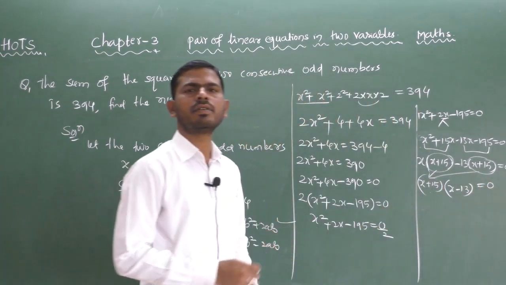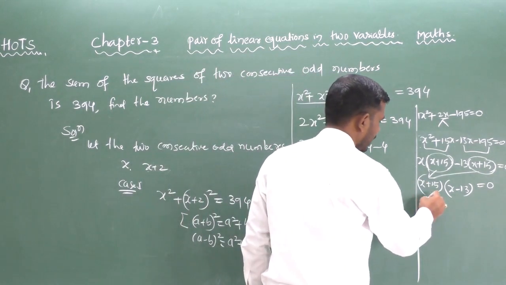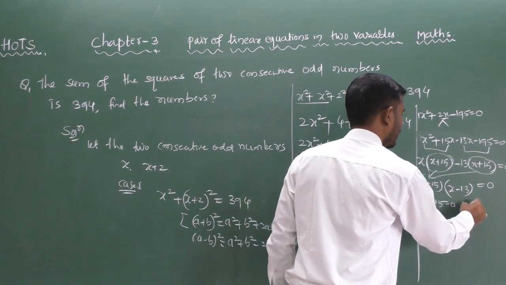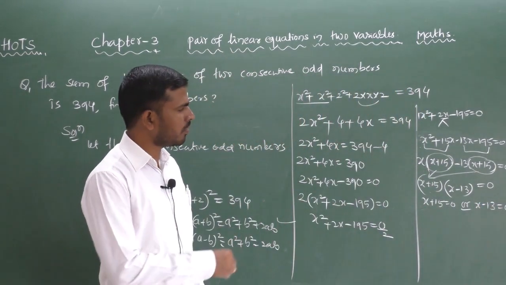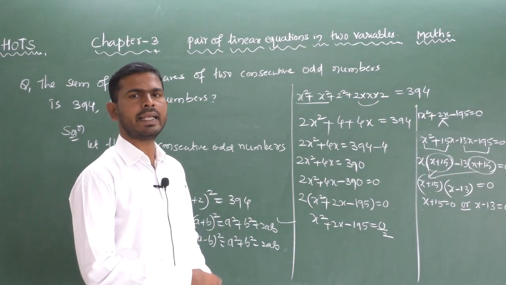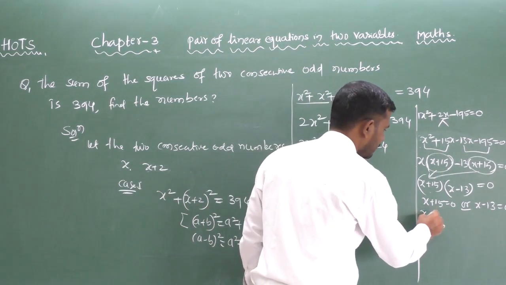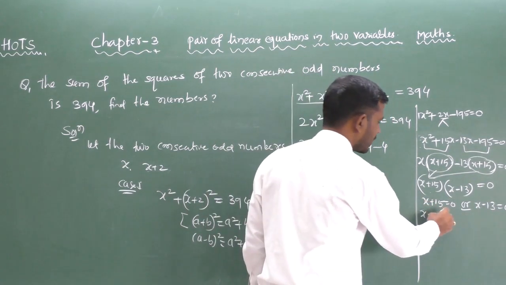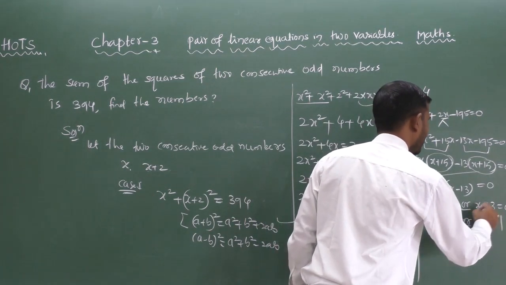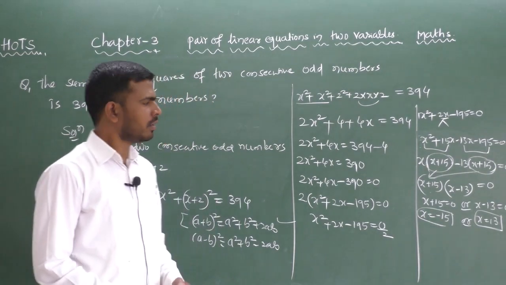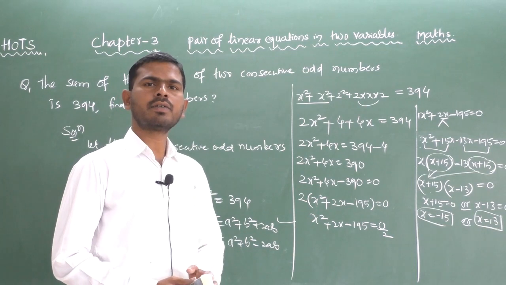The first bracket is equal to 0 and the second bracket is equal to 0. To solve this, we get the x value: x plus 15 is equal to 0 or x minus 13 is equal to 0. Now we want to find the two consecutive numbers, x and x plus 2, so we require the x value. x equals minus 15, or x equals plus 13. So here we get two cases: one is x equals minus 15, the other is x equals 13.